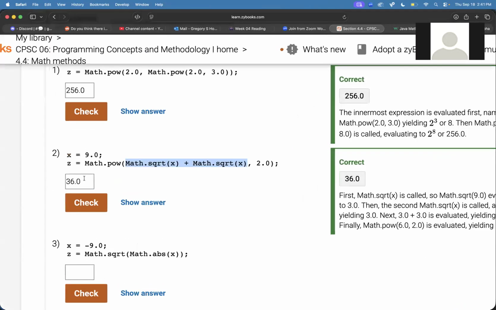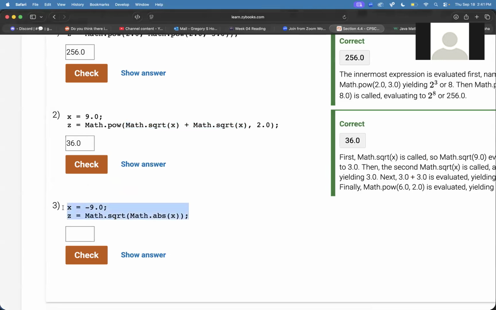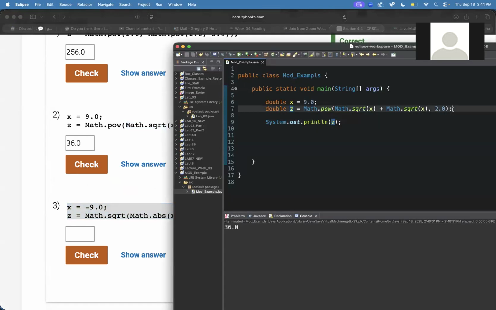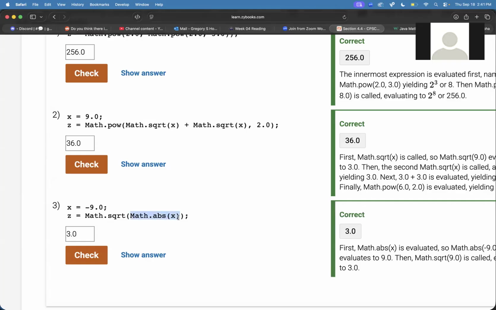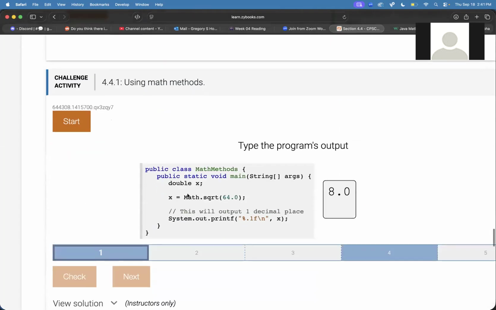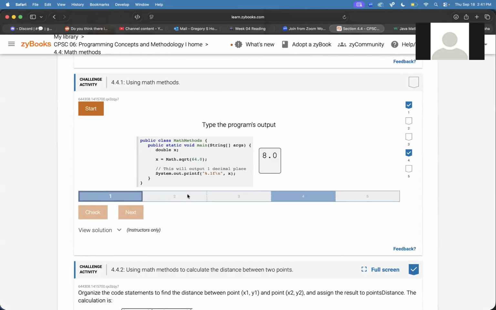My point was that if you're confused, you can just type it into your compiler here. Again, you have to make sure that you declare everything as doubles and make sure you print out the right variable at the end. And we get 3. But you can work it out by hand. I mean, it's not that hard anyway. Math.abs(x), x is -9, absolute value of -9 is +9. And then you have the square root of 9, which is 3. So there we go. Good enough.